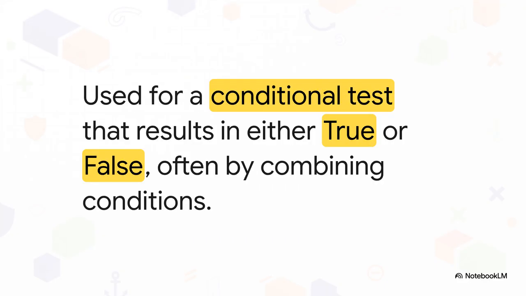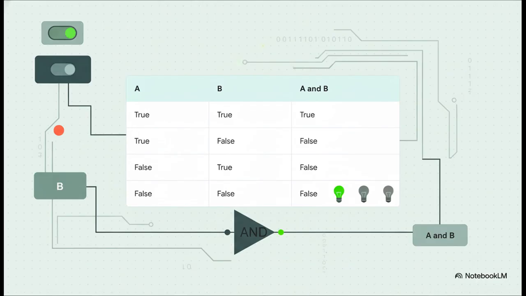Okay, but what if your question is a bit more complicated? What if you need to check if two things are true at the same time, or maybe if just one of them is true? For that, we need our final group, logical operators. Think of the AND operator as being really strict. For the whole expression A and B to be true, both A and B have to be true. If even one of them is false, the whole thing just gives up and says false.